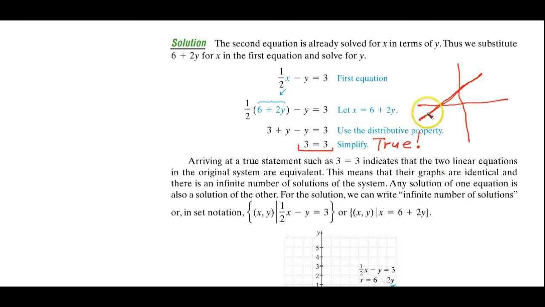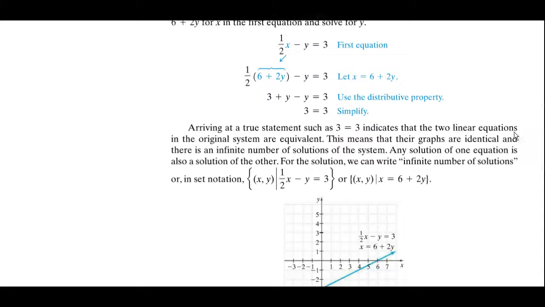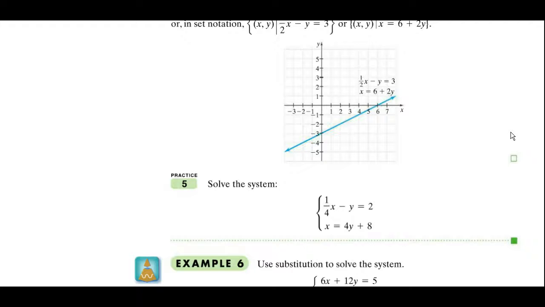So how many solutions did we say this would have? An infinite number of solutions. And how do we write our answer? Again, when you end up with a true statement, we use set builder notation, and we can write either one of the two equations because in fact they are the same equation, just in different algebraic form.